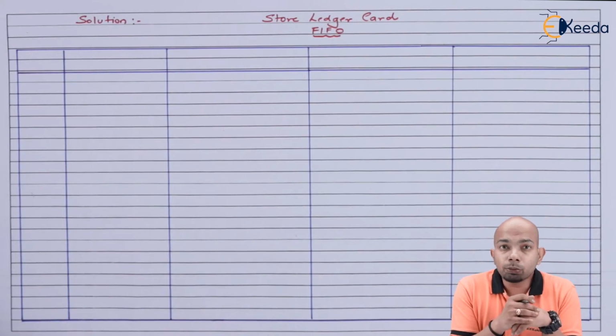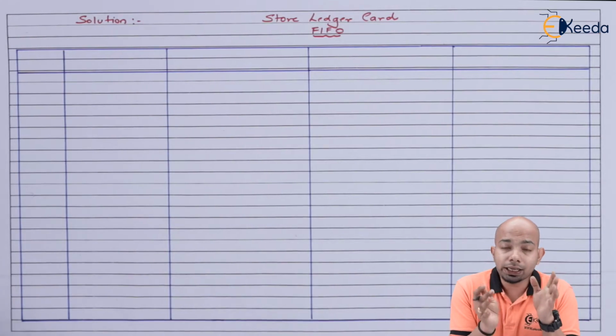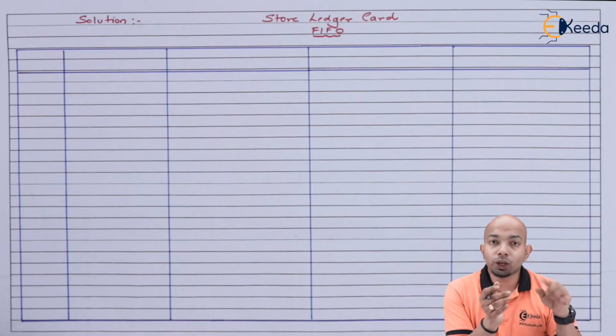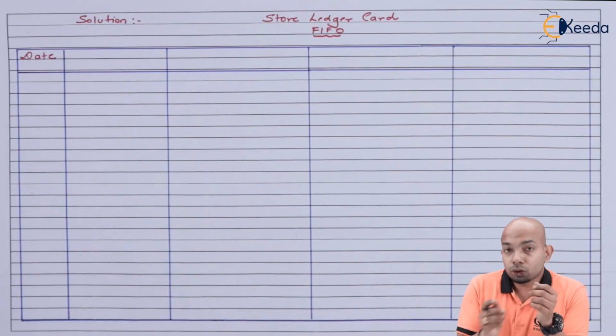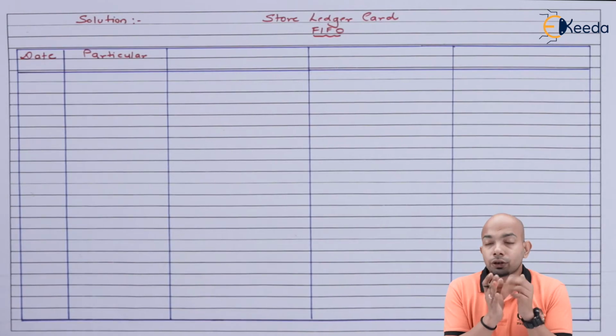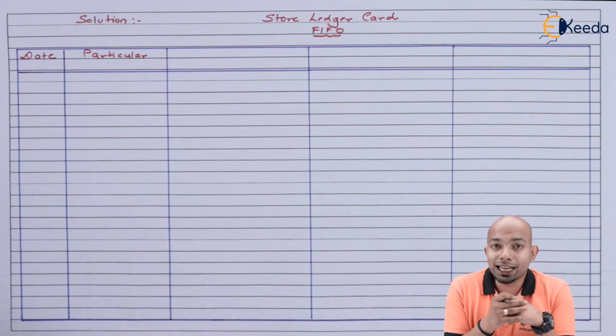Now the format here that we'll be preparing is very interesting. The reason being, you will understand each and every item as to how the flow is going, that is first in and first out. So the first column is date, the second column will be particulars.